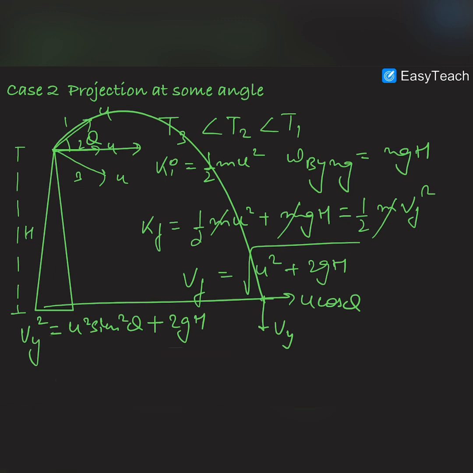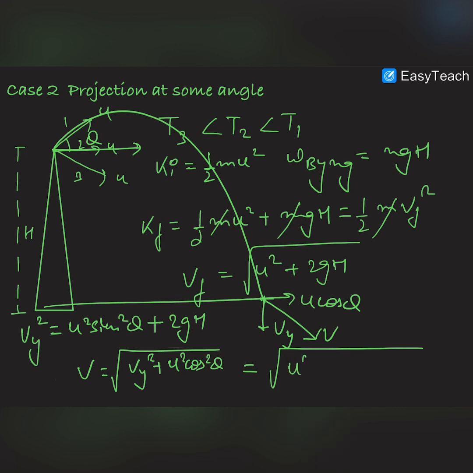So now the final velocity v with which they are reaching the ground will be under root of vy square plus u square cos square theta. So you can see that it is equal to u square plus 2gh, because u square cos square theta plus u square sin square theta is u square. So again we are getting this result, which is the fact that the speed with which they are reaching the ground will be the same, and it is not dependent on the projection velocity. In fact, it is not dependent on the projection angle.